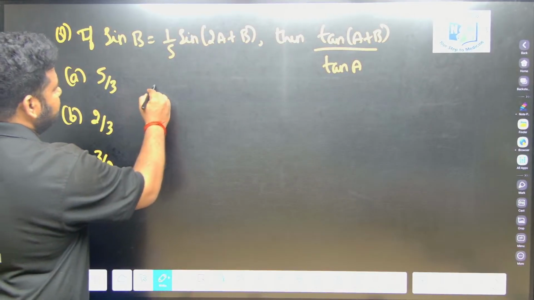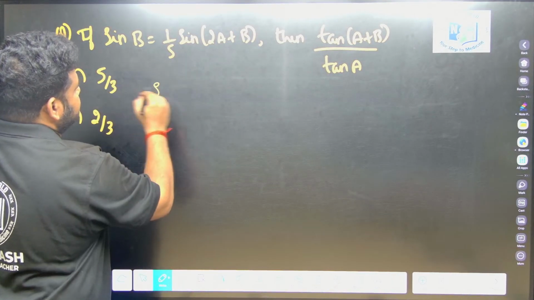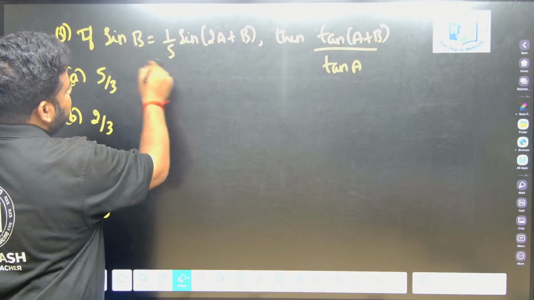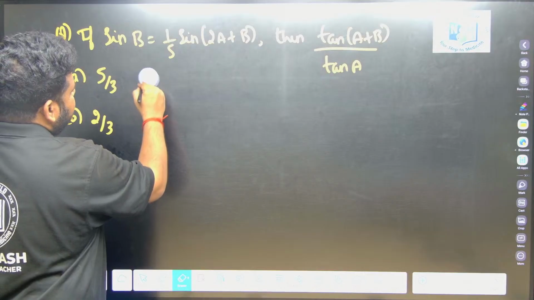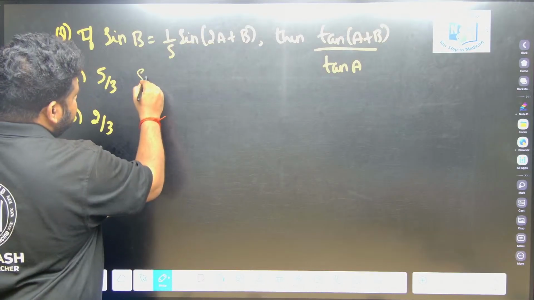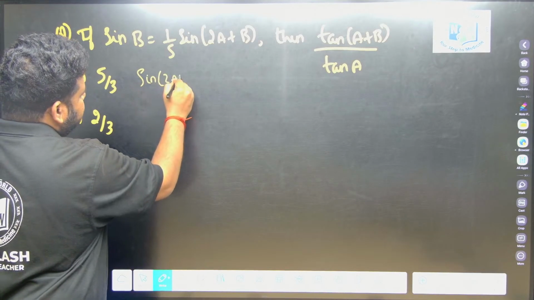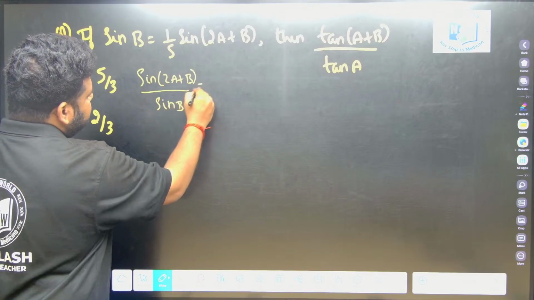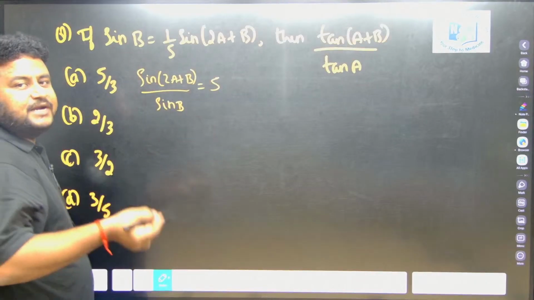So, this I can write as sin of (2a plus b) by sin b. Let me bring this sin here and send this 5 to that side. So this will become sin of (2a plus b) by sin b is equal to 5. Now, I will apply componendo and dividendo.